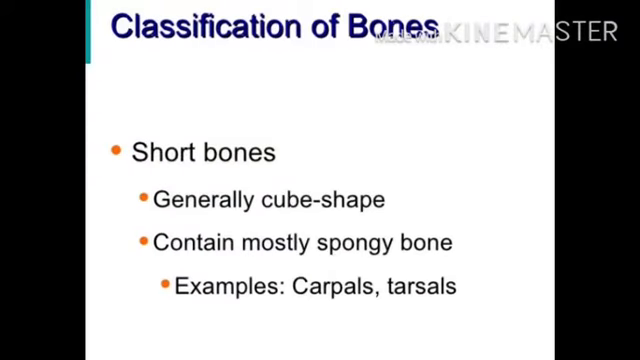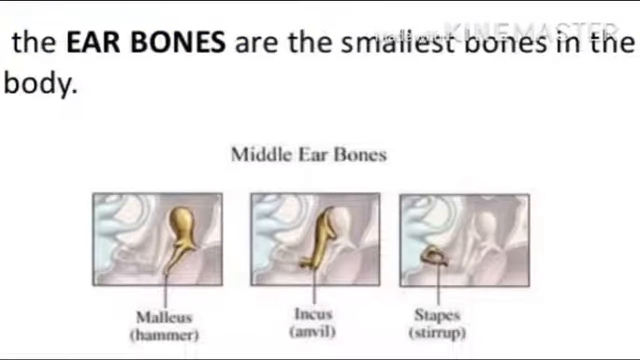Now the short bones, generally cube shaped, contain mostly spongy bone. For example, carpals or tarsals. The ear bones are the smallest bones in the body. In higher classes, you can learn or read about these kinds of bones.